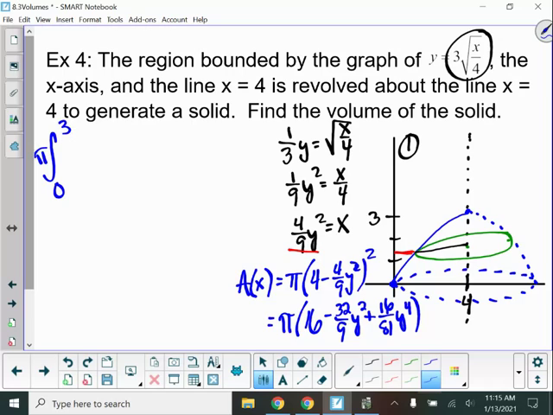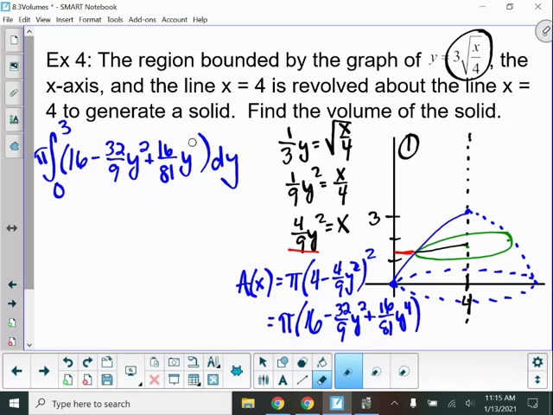I am going to pull out the pi, and then I have 16 minus 32 over 9 y squared plus 16 over 81 y to the 4th power. Does not look like a 4. Let's try that again. And then dy. And then this is something that I can go through and integrate.